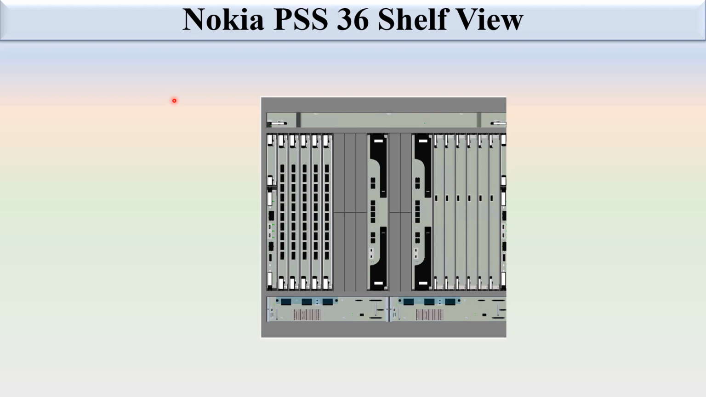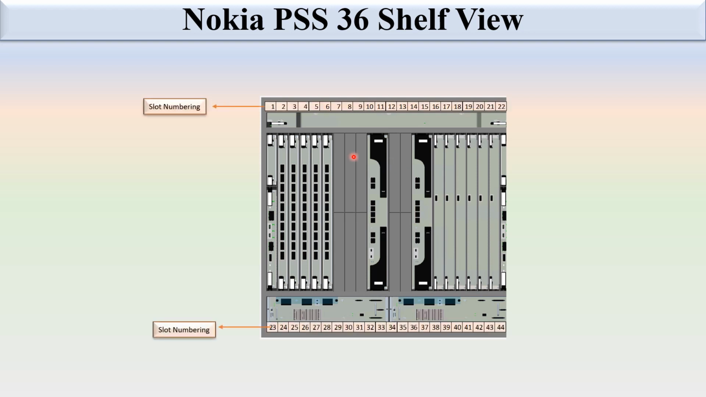Here again you can see the Nokia PSS36 shelf view, which looks exactly like it does in NMS. This is the slot numbering. The slot numbers on the upper side go from left to right from 1 to 22, and on the bottom from left to right from 23 to 44. The concept is the same. If any circuit pack occupies a full slot, the numbering of that slot starts from here for the upper side, the lower number. And if a circuit pack occupies a half slot, then the numbering is like this, upper and lower numbering.